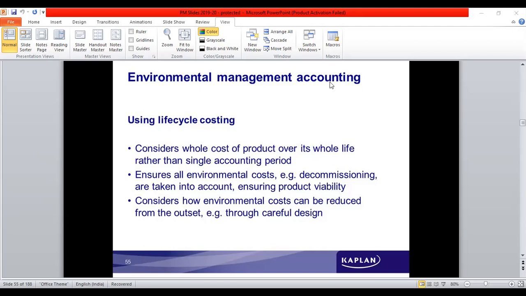Life cycle costing is more suitable. So adopting life cycle costing, they can decide what is the cost price of their product so that the appropriate selling price can be decided. So life cycle costing is also useful in case of environmental management accounting.